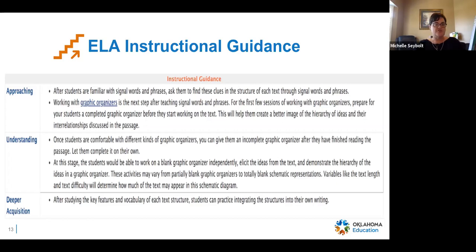This one encourages writing. Everything that is blue and underlined is a hyperlink. So you'll see in approaching, there's a hyperlink for graphic organizers. If you click on that, you will be taken to graphic organizers that work well with this specific objective.